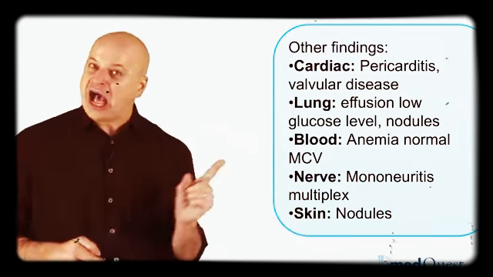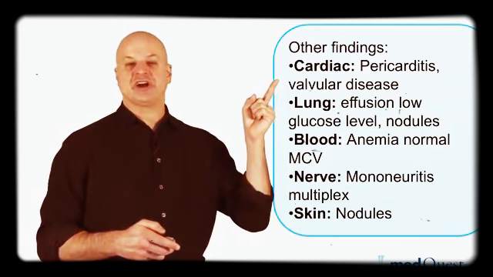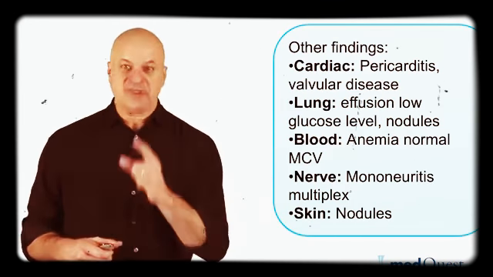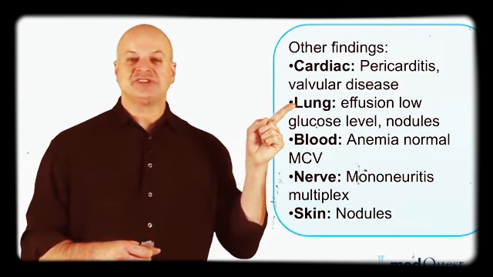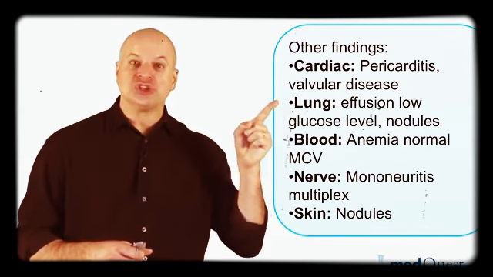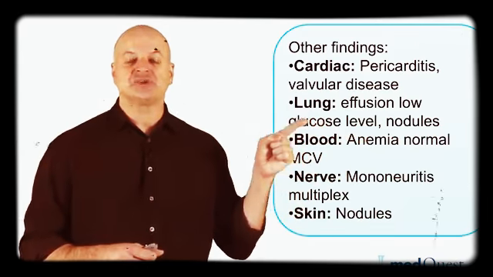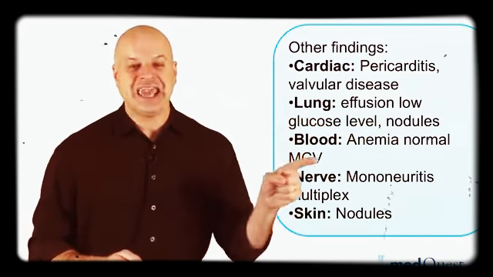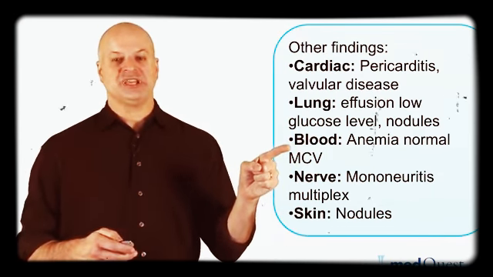Now, the most common of the manifestations outside the joints is not cardiac. It's not lung. It is not blood. It is not nerve. It's actually skin. Now, cardiac pericarditis, valvular disease happens, lung disease happens, and it's characterized by the lowest glucose level of any pleural effusion. And it's not just skin nodules, but lung nodules. And anemia, this is the classic normochromic normocytic anemia.